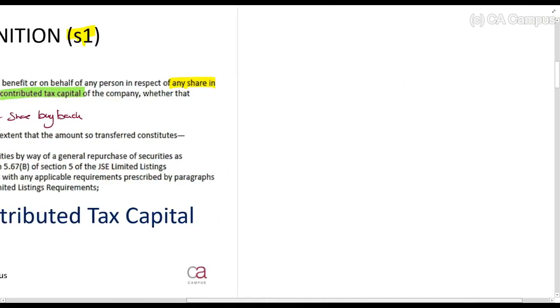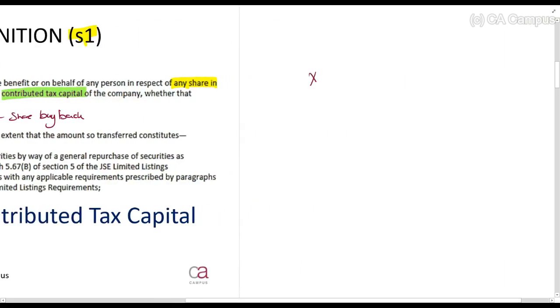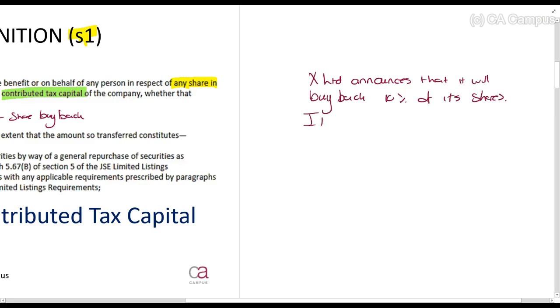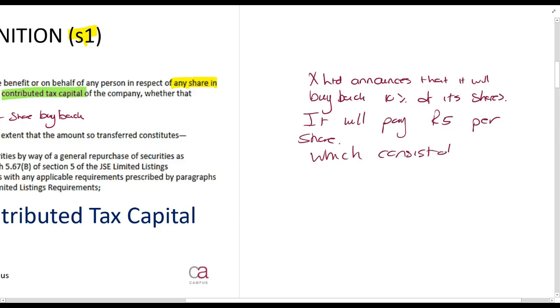Okay, so let's quickly talk about that. You have shares. X Limited announces that it will buy back 10% of its shares. It will pay 5 rands per share, which consists of 2 rands dividend and 3 rands contributed tax capital.